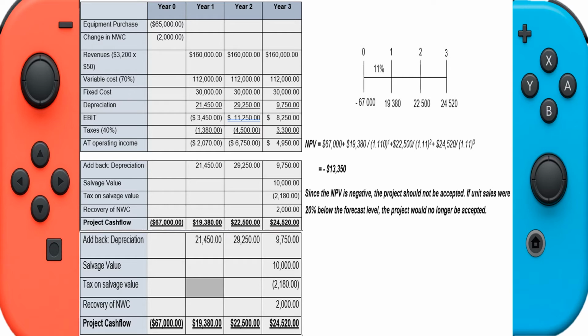As for the computed NPV, it resulted in negative $13,350. A positive net present value indicates that the projected earnings generated by a project or investment in present dollars exceed the anticipated costs, also in present dollars. The NPV is negative, hence the project should not be accepted. If unit sales were 20% below the forecast level, the project would no longer be accepted.